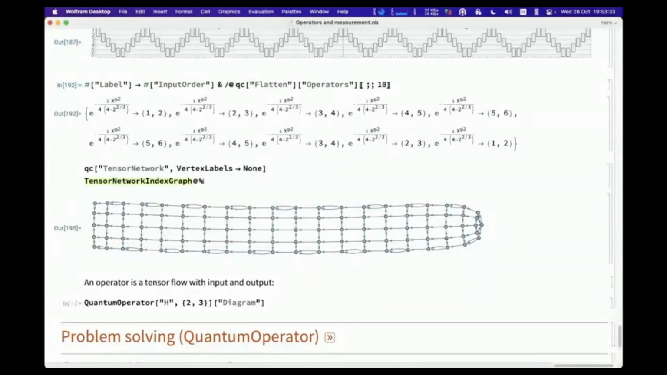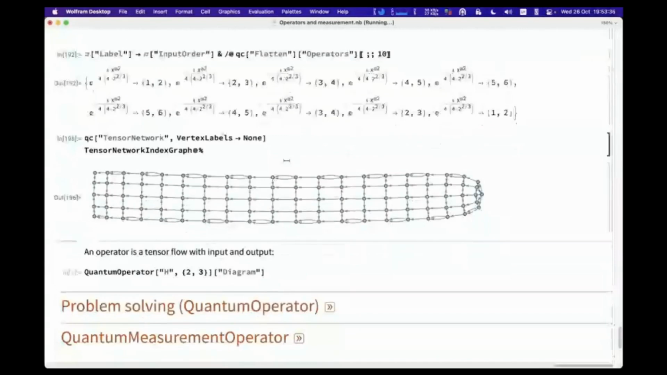Tensor network index. Yep. It's going to take time. Maybe that's way too big.